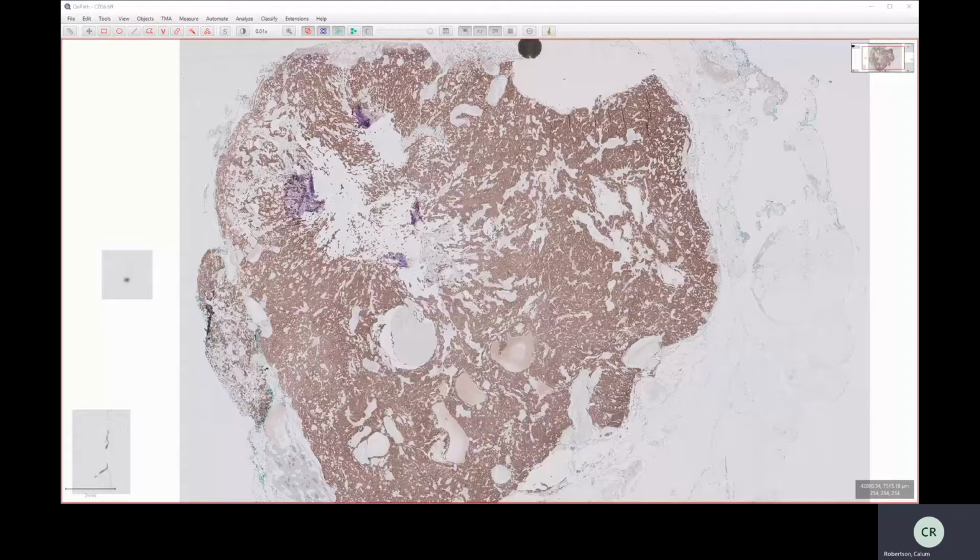Also in lobular carcinoma of the breast, the loss of E-cadherin is almost synonymous with lobular carcinoma in the breast, although again we still obviously use morphology, which is incredibly important as well.